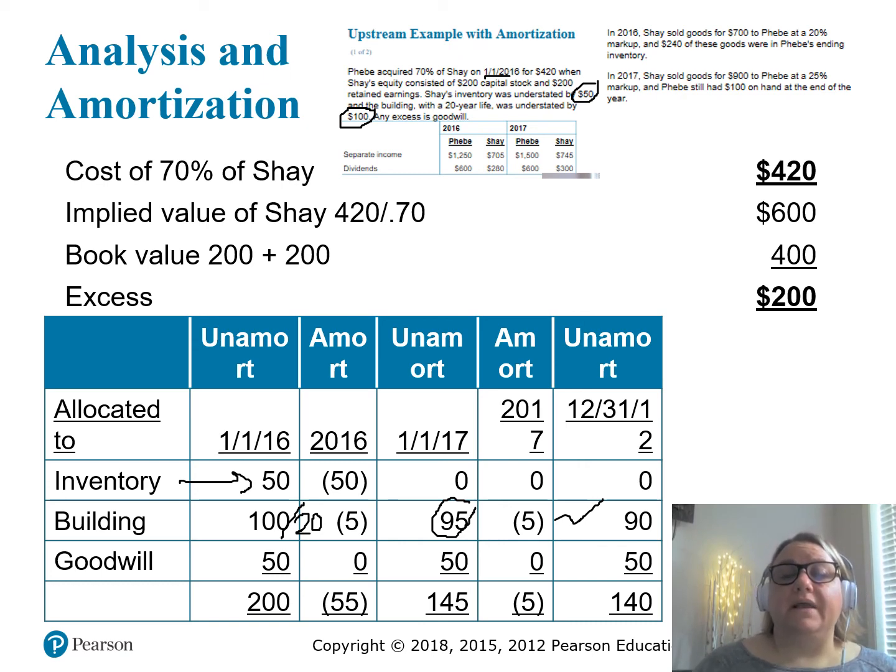Our cost, let's come back up here. I'm going to go a little backwards here. Our cost was 70% of Shay from right here. I like to go backwards. I think I'm a backwards thinker sometimes. 70% of Shay for 420 right here. So we do our implied value right here, 600. The book value, capital stock of 200 and 200 of retained earnings right here. And now we have the excess figured. Hopefully this is feeling like old hat. You guys are good at this by now.